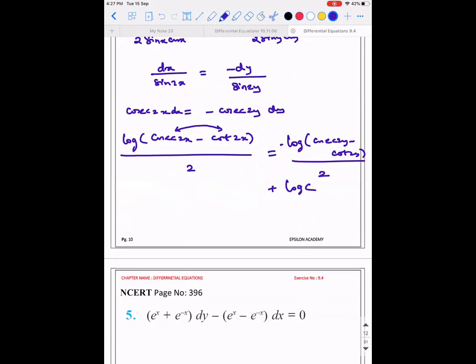So cosecant 2x, write it as 1 by sine 2x. Cot 2x, write it as cos 2x by sine 2x.